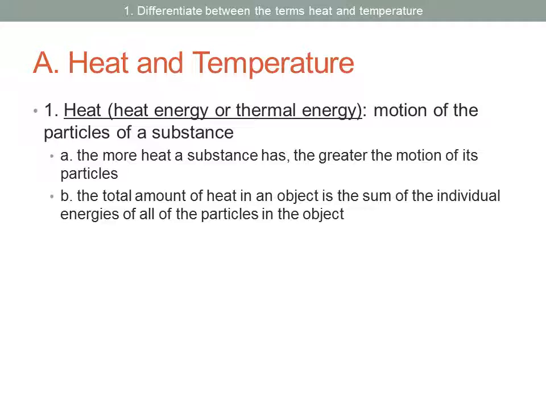The total amount of heat in an object is simply the sum of the individual energies that all of the particles in that object have. So we just add them all up, and that would be the amount of thermal energy in that substance.